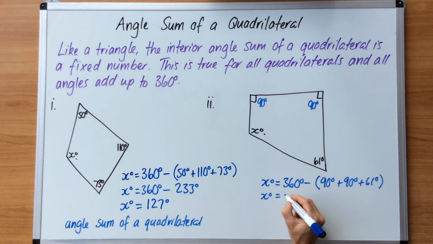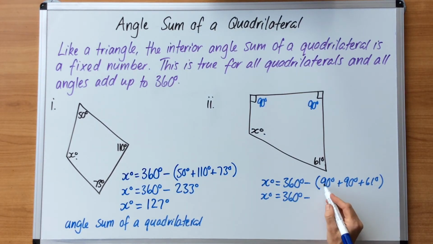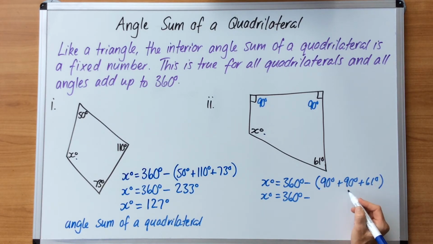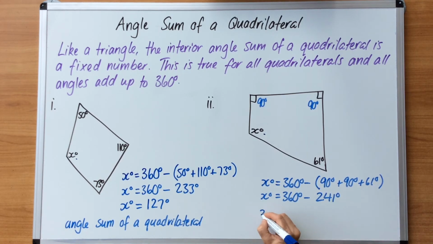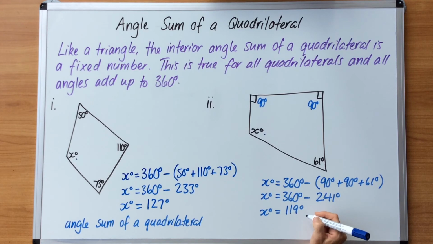X degrees equals, I drop down the 360 degrees because I'm not using that yet, and I'm going to add these up because brackets come first. If I add these up, I get 241 degrees. And now, finally, I do my subtraction. 360 degrees minus 141 degrees is 119 degrees. And again, I would write this underneath here at the bottom because you must show the angle type that you have calculated.